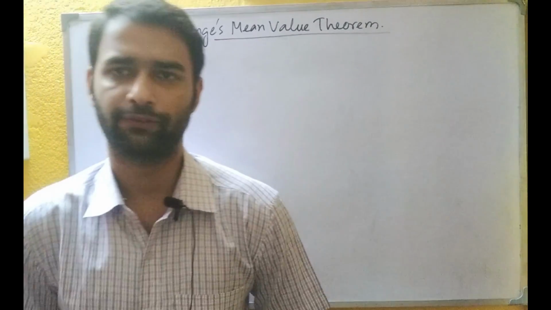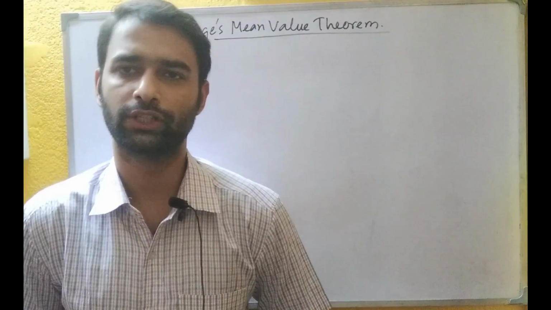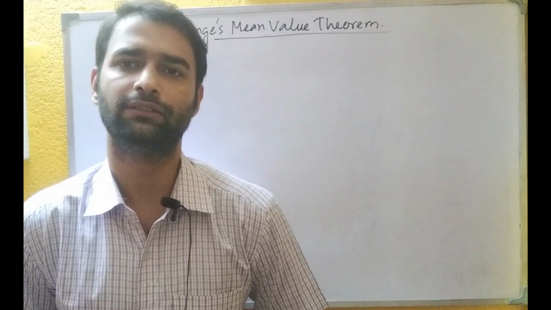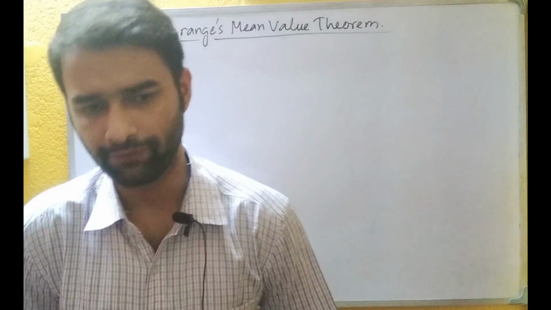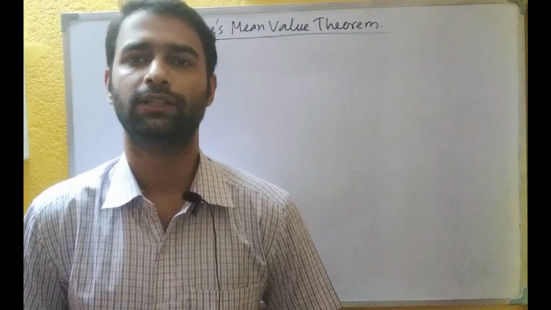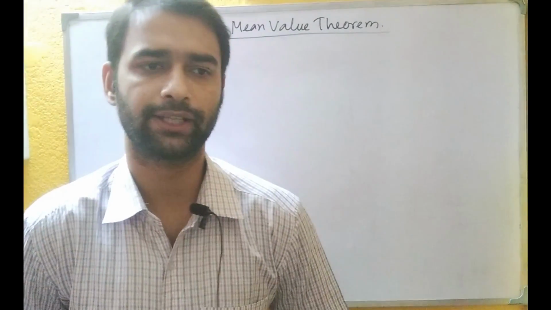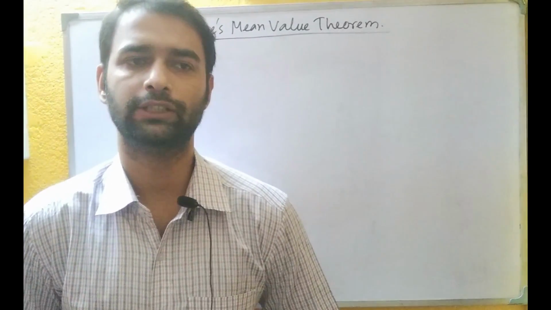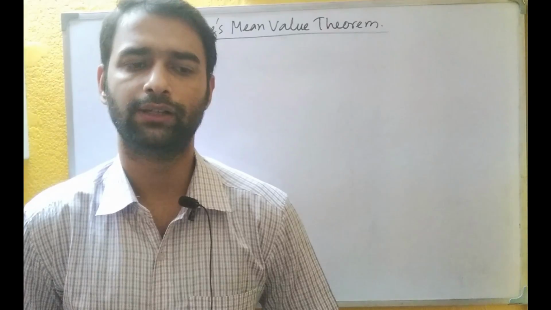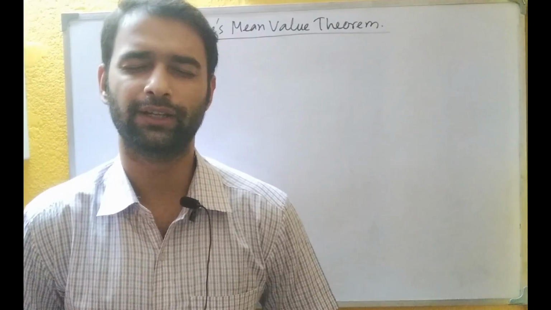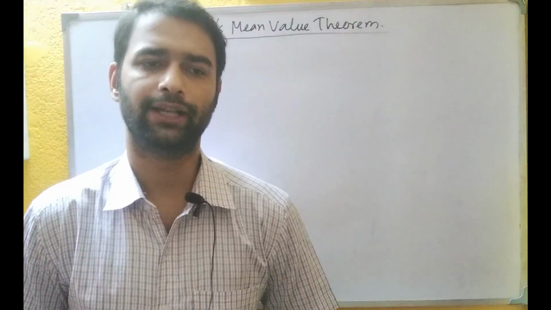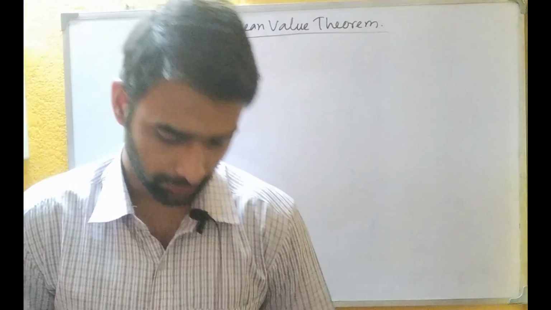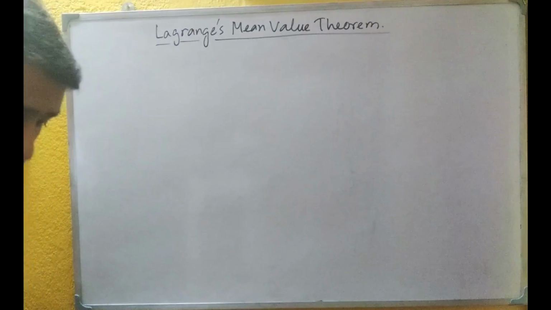That if a function is continuous on a closed interval, say AB, and it is differentiable on the open interval, and it is having the same functional value at the end points, then we can say that there should be a stationary point within the interval. What is the meaning of stationary point? It means that at that point the derivative of the function will be 0. Okay, so let us see what Lagrange's mean value theorem says.